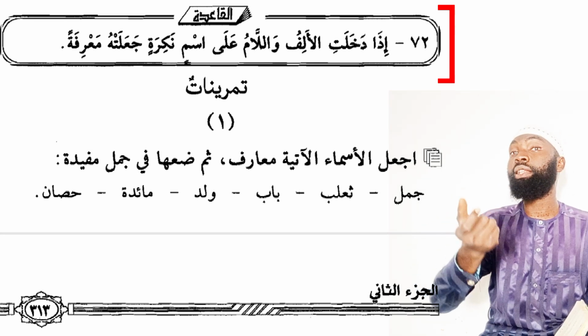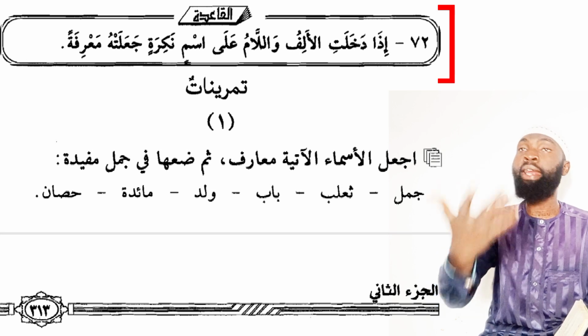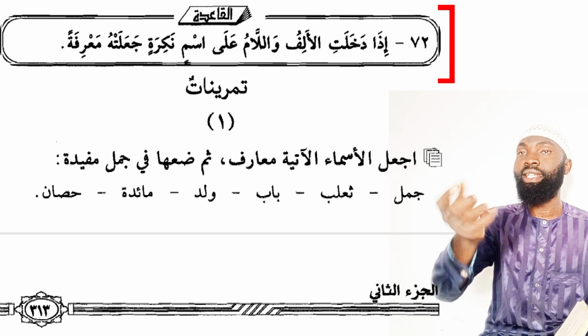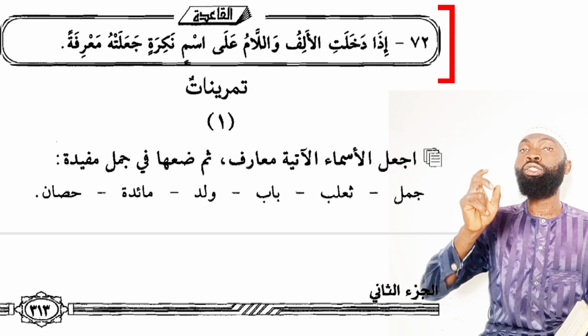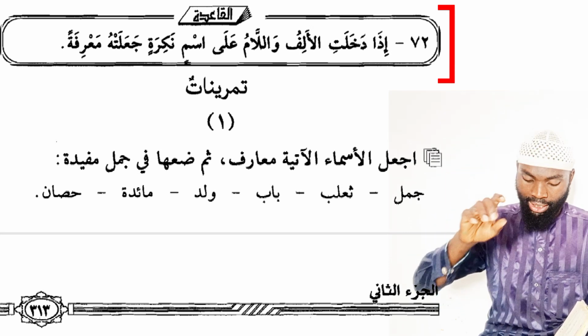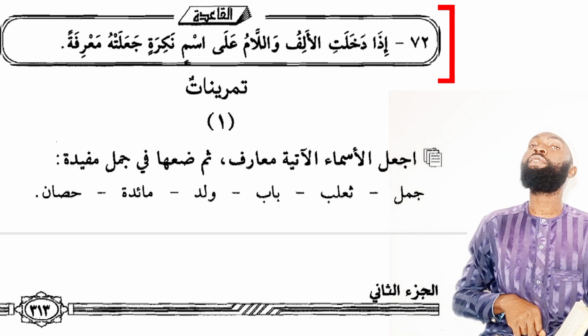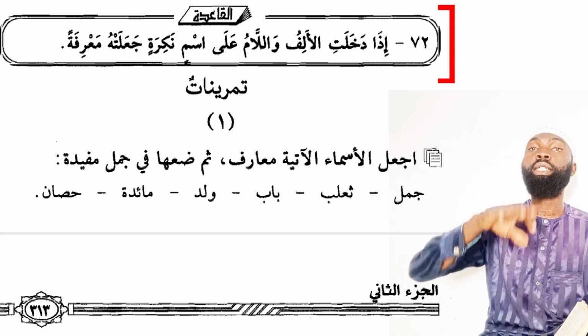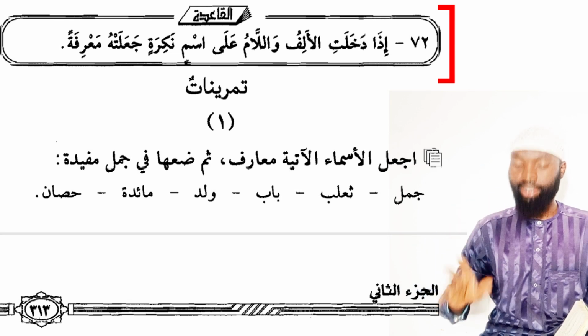We know what an indefinite noun is, like the word bintun, a girl, rajulun, a man, waladun, a boy. These are indefinite. If alif and lam are introduced into words like these, ja'alathu ma'rifa, the alif and lam that are introduced will make these words become definite words.